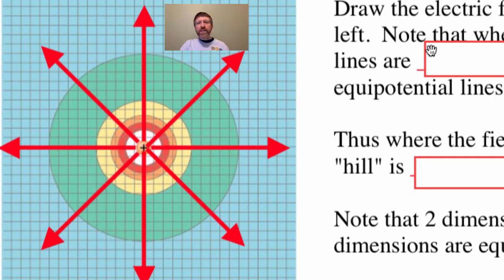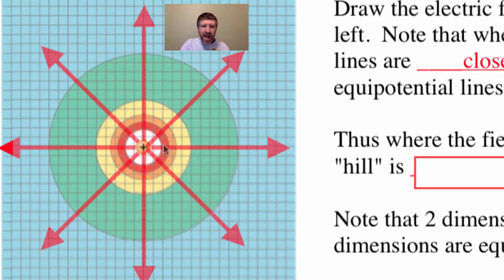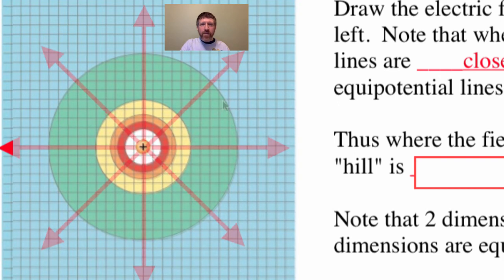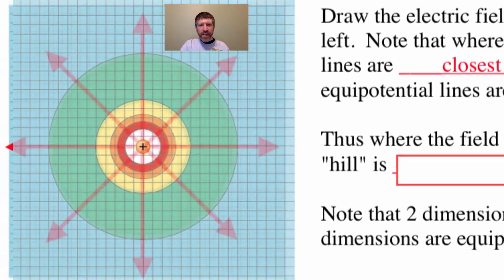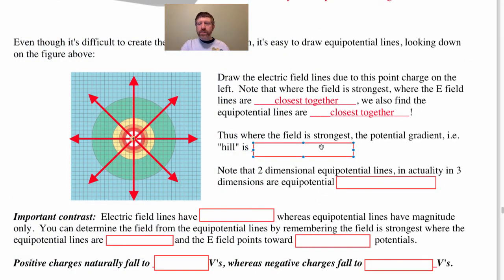Now note the electric field lines in red, due to this point charge, which is right in the center. Notice that where the field is strongest is where the E field lines are closest together. We also find that the regions are just ranges of values, but the lines are equipotential lines, this line there, this line there, this line out there. We also find that the equipotential lines are closest together where the field is strongest, that is, where the potential gradient, the hill, is steepest.